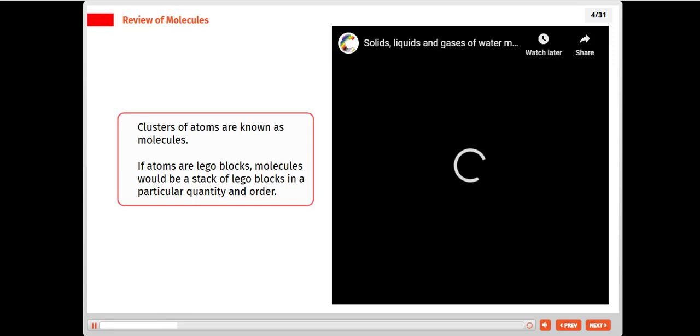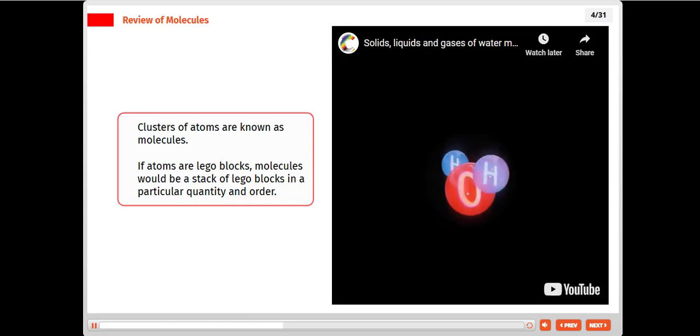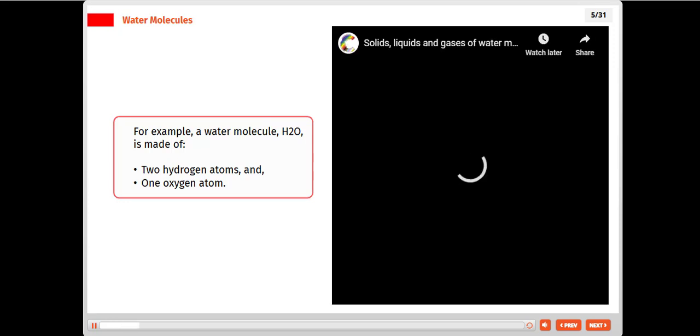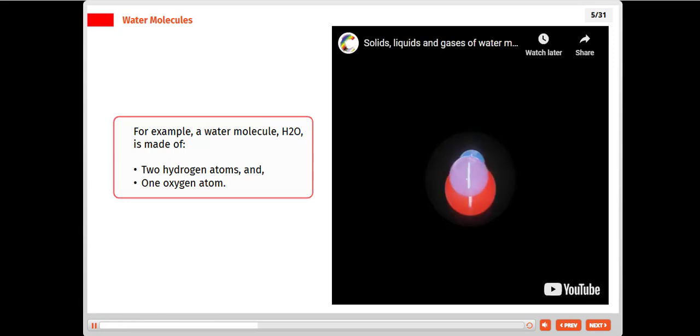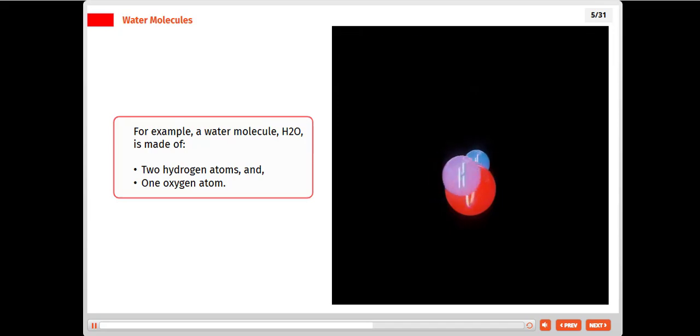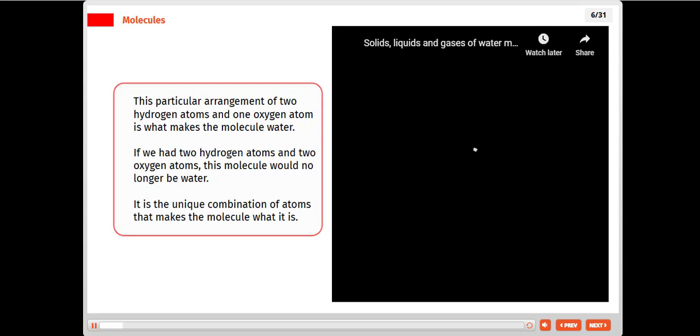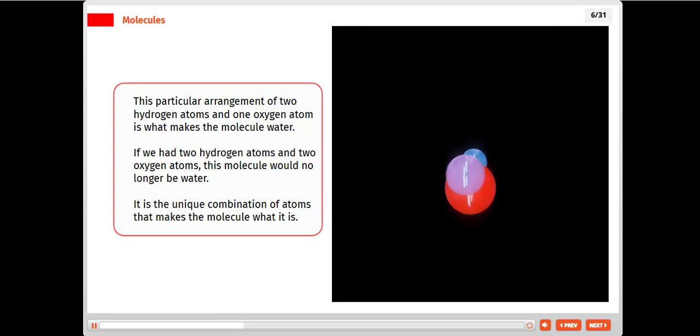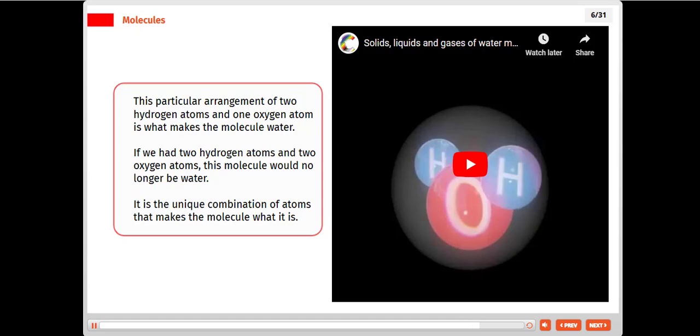Clusters of atoms are known as molecules. If atoms are Lego blocks, molecules would be a stack of Lego blocks in a particular quantity and order. For example, a water molecule, H2O, is made of 2 hydrogen atoms and 1 oxygen atom. This particular arrangement of 2 hydrogen atoms and 1 oxygen atom is what makes the molecule water. If we had 2 hydrogen atoms and 2 oxygen atoms, this molecule would no longer be water. It is the unique combination of atoms that makes the molecule what it is.